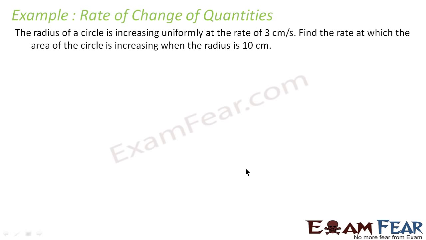Let's take one more example. The question says the radius of a circle is increasing uniformly at the rate of 3 centimeter per second. So the radius is increasing at the rate of 3 centimeter per second. We have to find the rate at which the area of the circle is increasing when the radius is 10 centimeter.